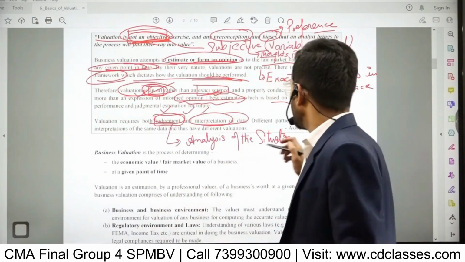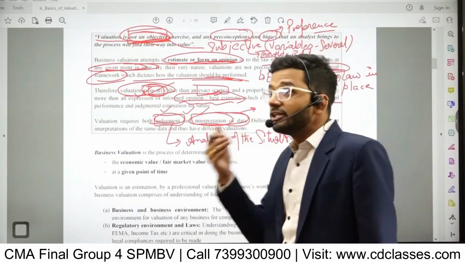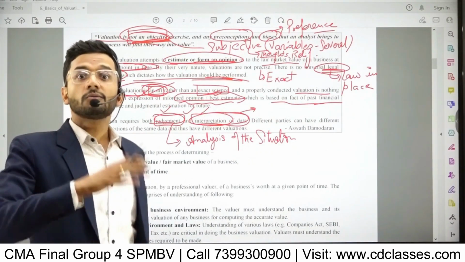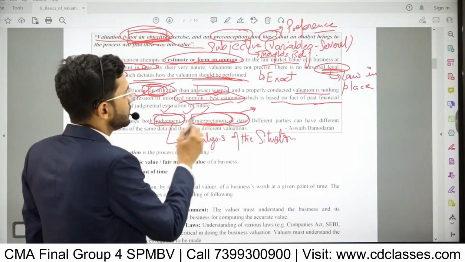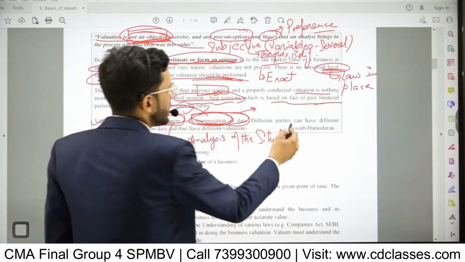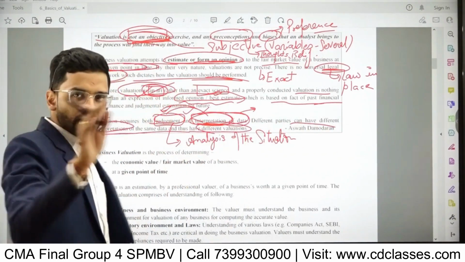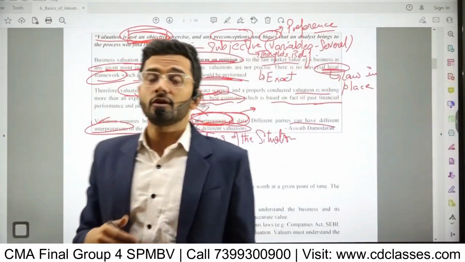And second thing which is required in valuation is interpretation of data. Whatever data you have, like you have revenue data of future, you have data which deals with what profits you are going to earn from this business in future. All this data, how do you interpret that data? So these two things are required in case of valuation. Different parties can have different interpretation of the same data and thus have different valuation. So every party can have a different set of data, and the valuation will also differ from person to person.